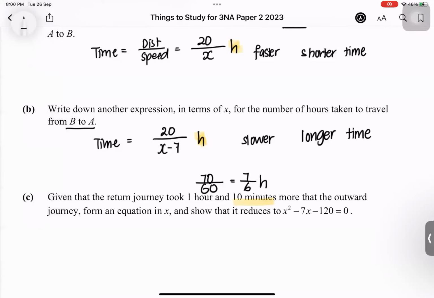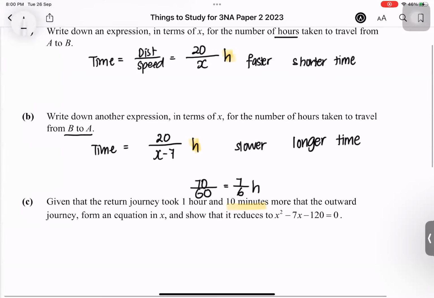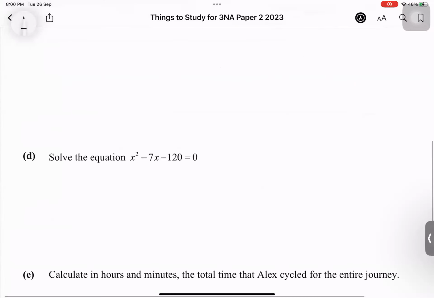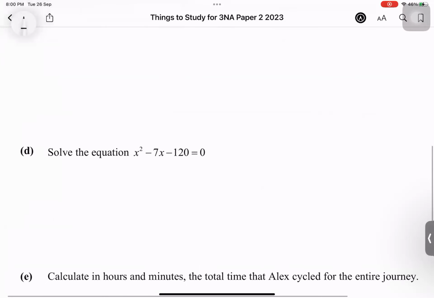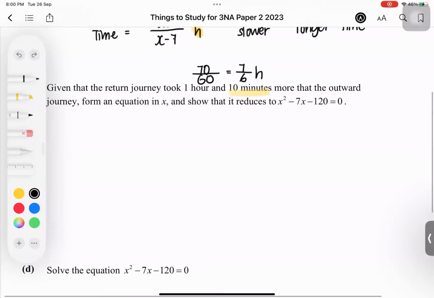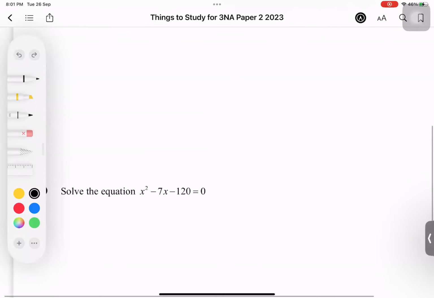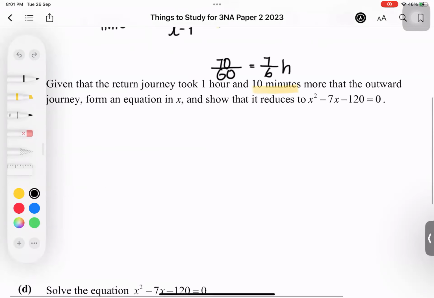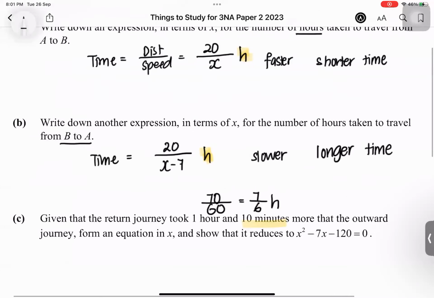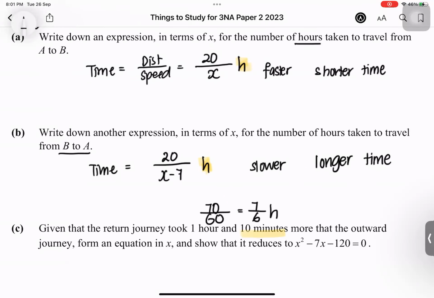Then how do I get my equation and form the equation? Let's say I cannot do part C. Can I still solve the equation in part D? Yes. So I can still solve the equation in part D. If you don't know how to do part C, you can skip that first and go to part D. For this one over here, the difference is 7 over 6. Which one minus which one? Take the longer minus the shorter timing.